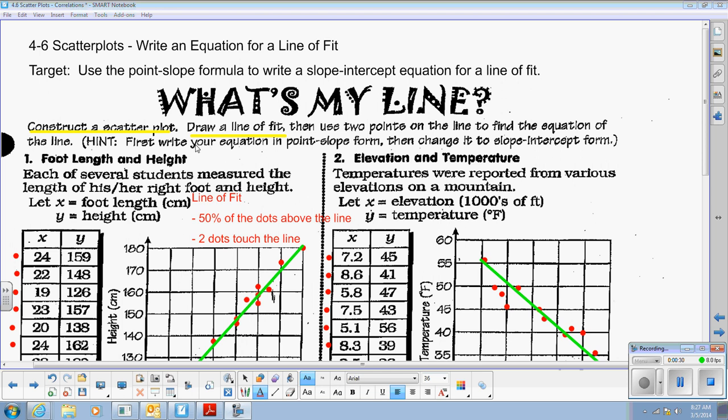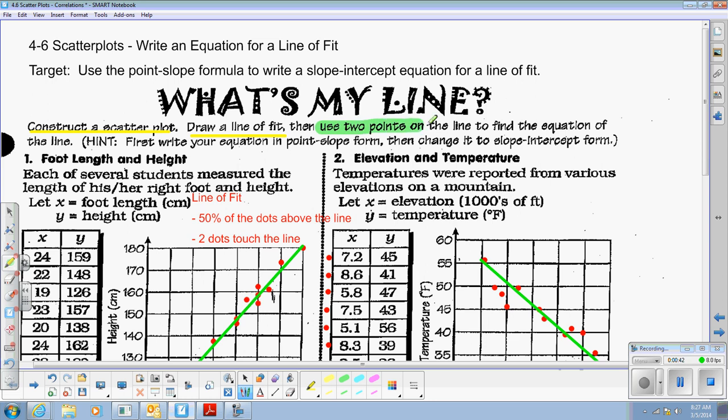So the next step here in our directions, let me highlight that: then use 2 points on a line to find the equation of the line. This is why I had you make sure that there were 2 points on your line of fit when you drew it. The hint: first write your equation in point slope form, then change it to slope intercept form.